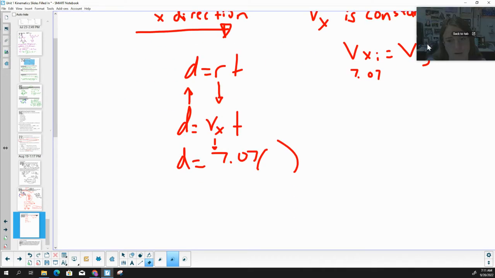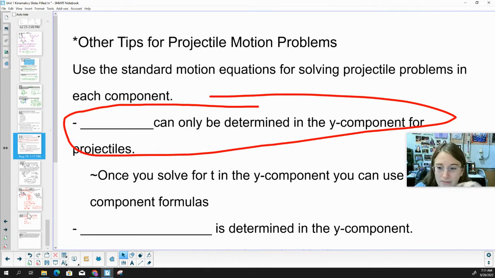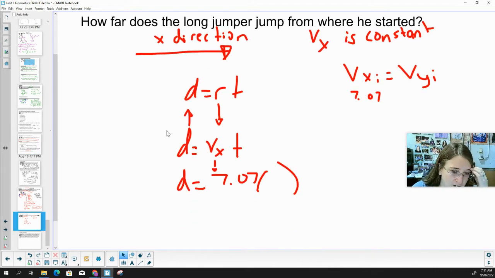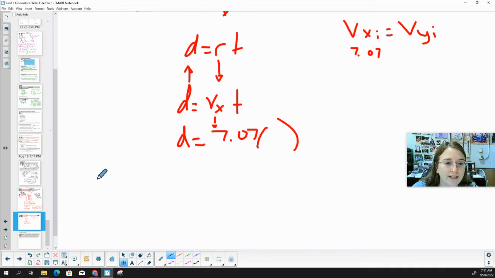Okay. Trying to think where I left off here. Okay, so now we need to solve for time. Now here's the thing: that time is only solved in the y component. We saw that again back here. Sorry, I made a mistake, guys. I had to cut out a lot of this. So we talked about how time can only be determined in the y. We've got to be careful here because we need to find the total time of flight.